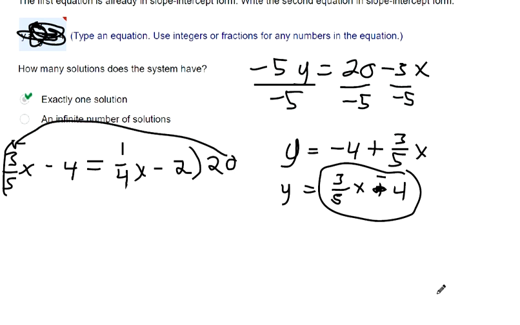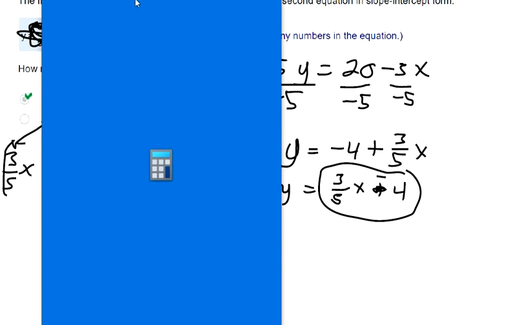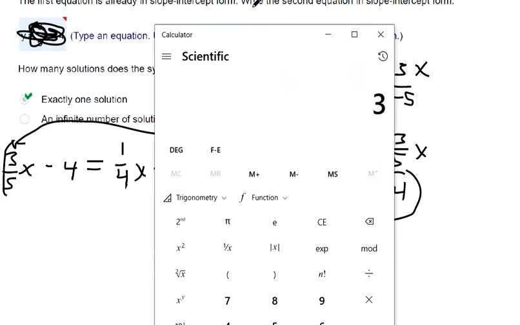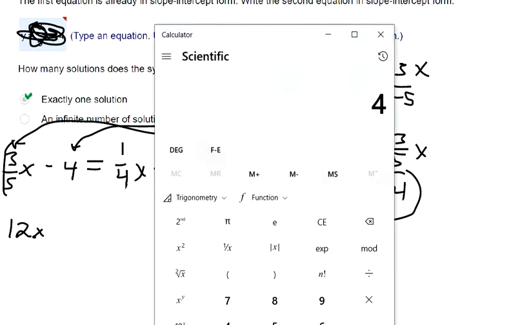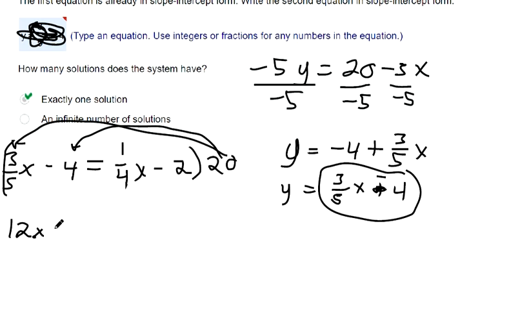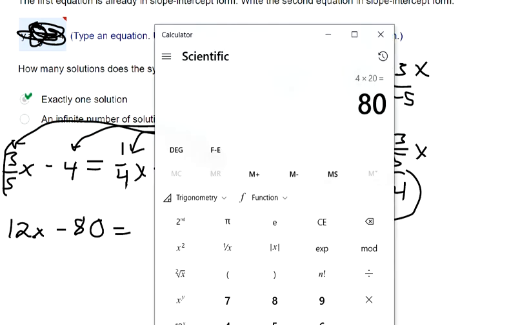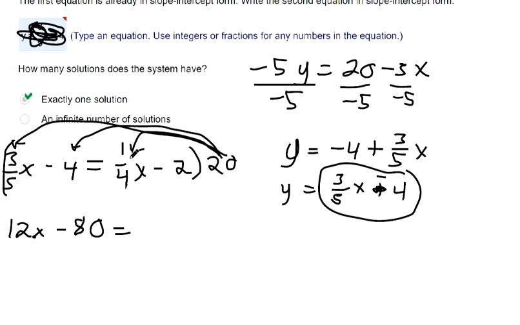So if you do that, you can do that with a calculator, right? You can do 3/5 times 20. So 3 divide 5 times 20. That makes 12x. But the 20 has to multiply to everything. So the negative 4 times 20 makes negative 80. And then 20 times 1/4 x, so 1 divide 4 times 20, that makes 5x here. I did 20 times 1/4 makes 5x. And then 20 times that negative 2 makes negative 40. So I got rid of the fractions.